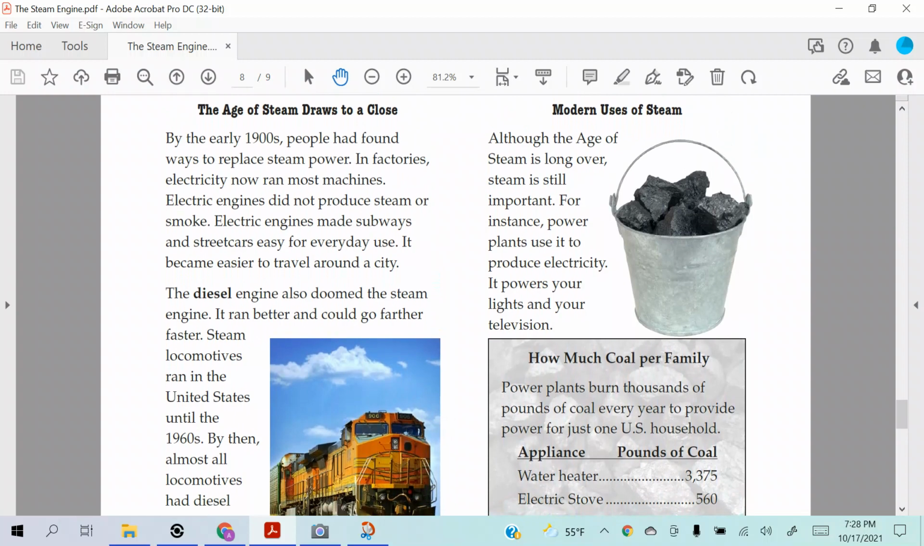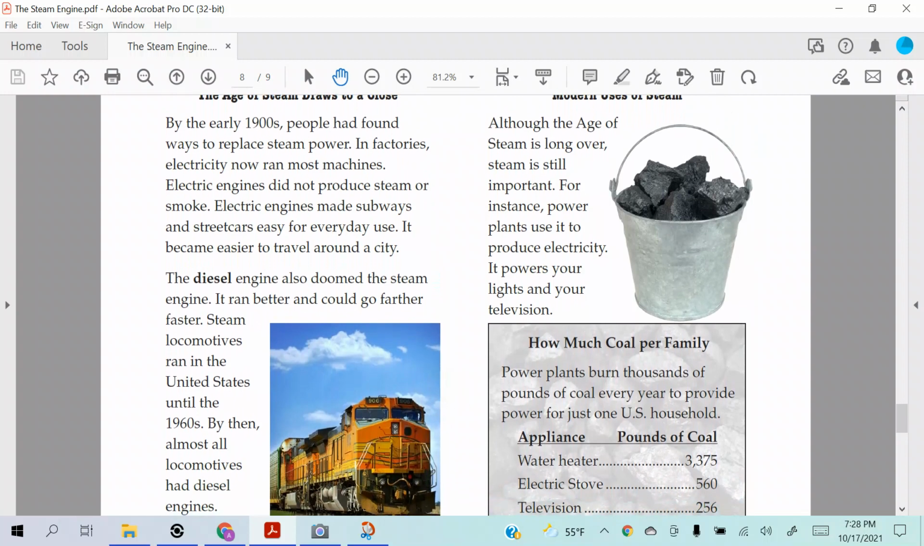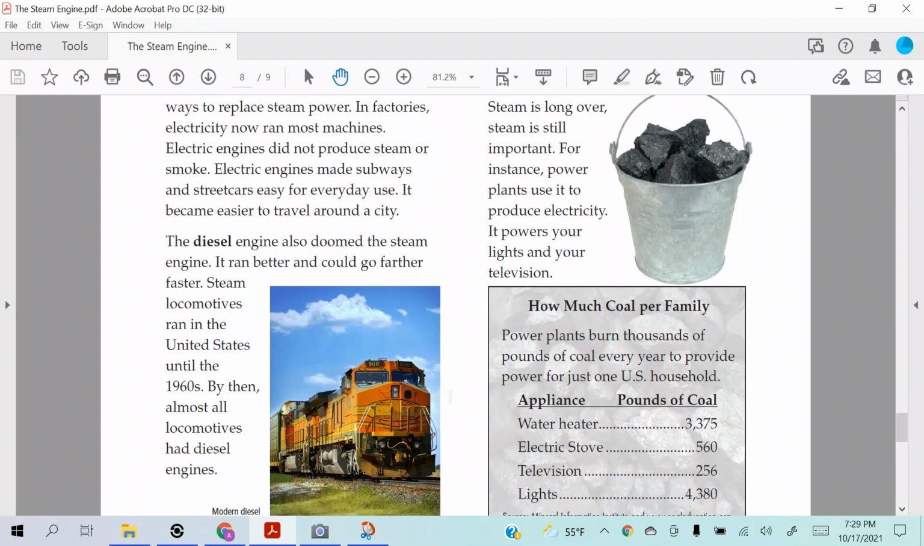Modern use of steam. Although the age of steam is long over, steam is still important. For instance, power plants use it to produce electricity. It powers your lights and your television.